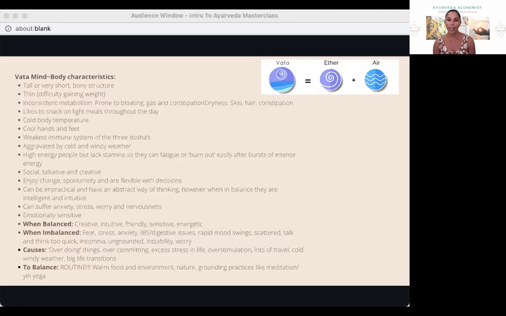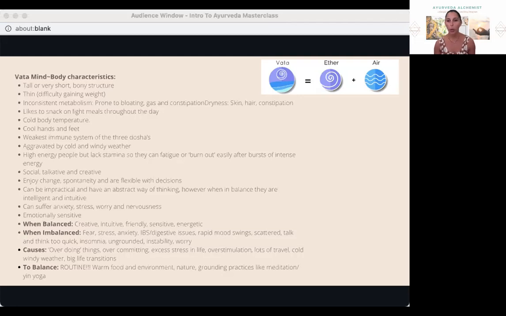They have a weak immune system out of the 3 doshas. They're really aggravated by the cold and windy weather because remember, like attracts like. So we add more of that wind element to Vata, we're going to increase that. They're often very high energy people, but they lack stamina. So they can get fatigued very easily and burn out easily after short bursts of intense energy.